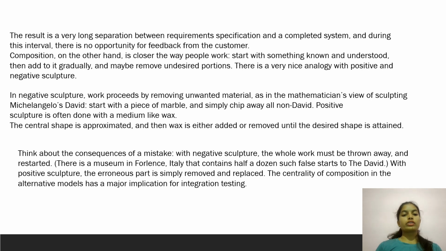Thinking about the consequences of a mistake, with a negative sculpture the whole model must be thrown away and restarted. With a positive sculpture, the enormous part of the sculpture is simply removed and replaced. So the centrality of composition in the alternative models has a major implication for integration testing.